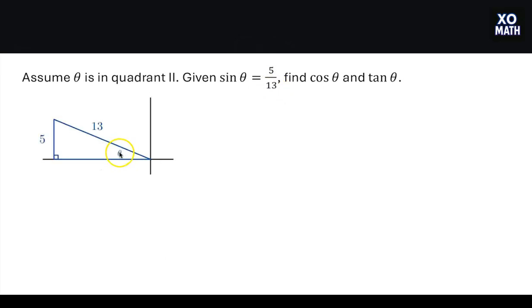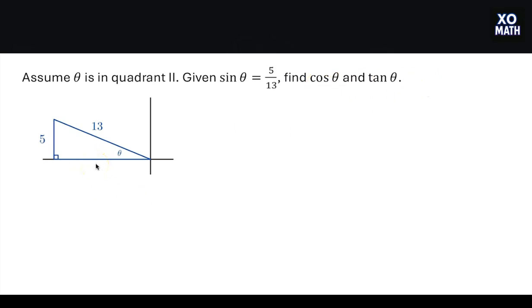So here's my triangle with my angle theta. It is in quadrant 2, and I've constructed it in a way where the opposite side of theta is the side length 5, and the hypotenuse is side length 13, because sine is opposite over hypotenuse. Now I want to find cosine of this angle theta and tangent of this angle theta. So I'm missing the adjacent side that's necessary for both cosine and tangent.